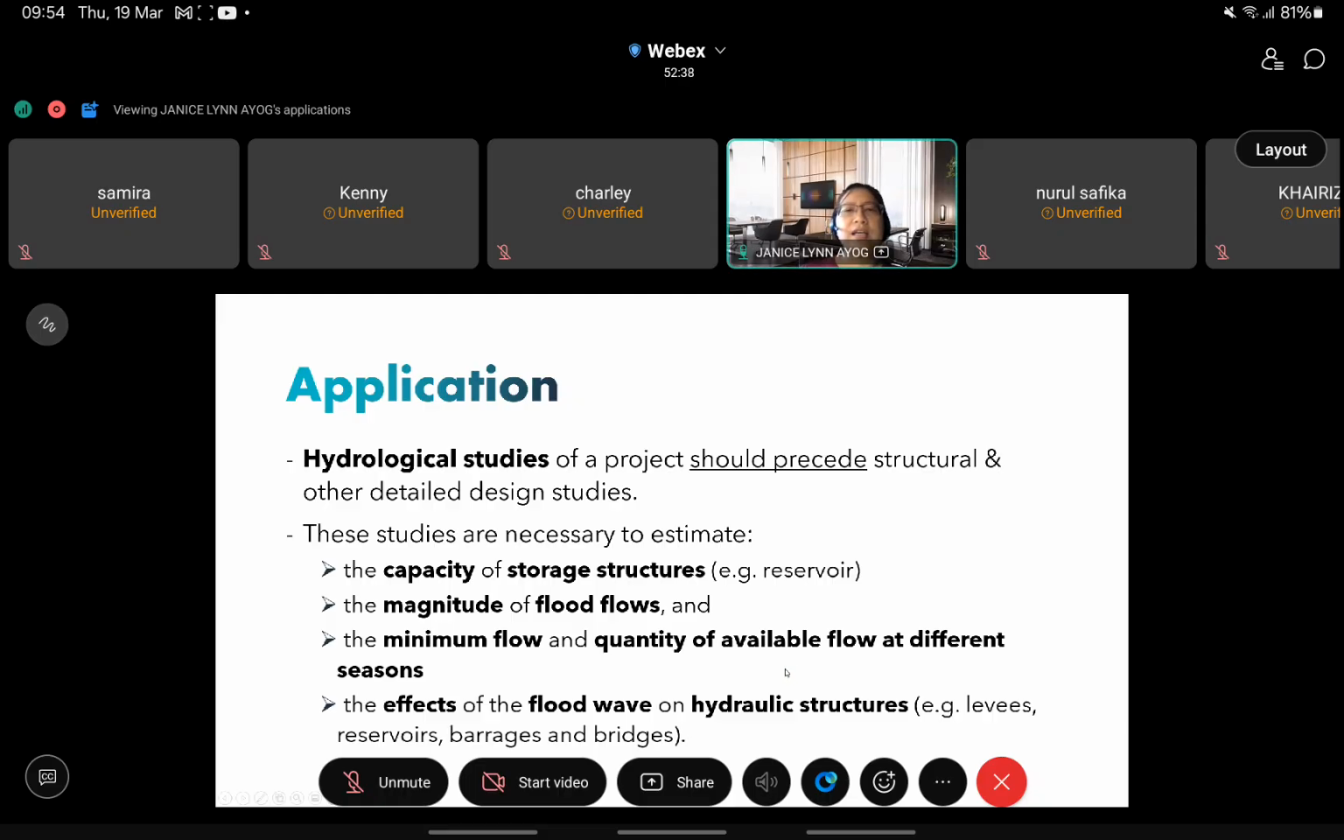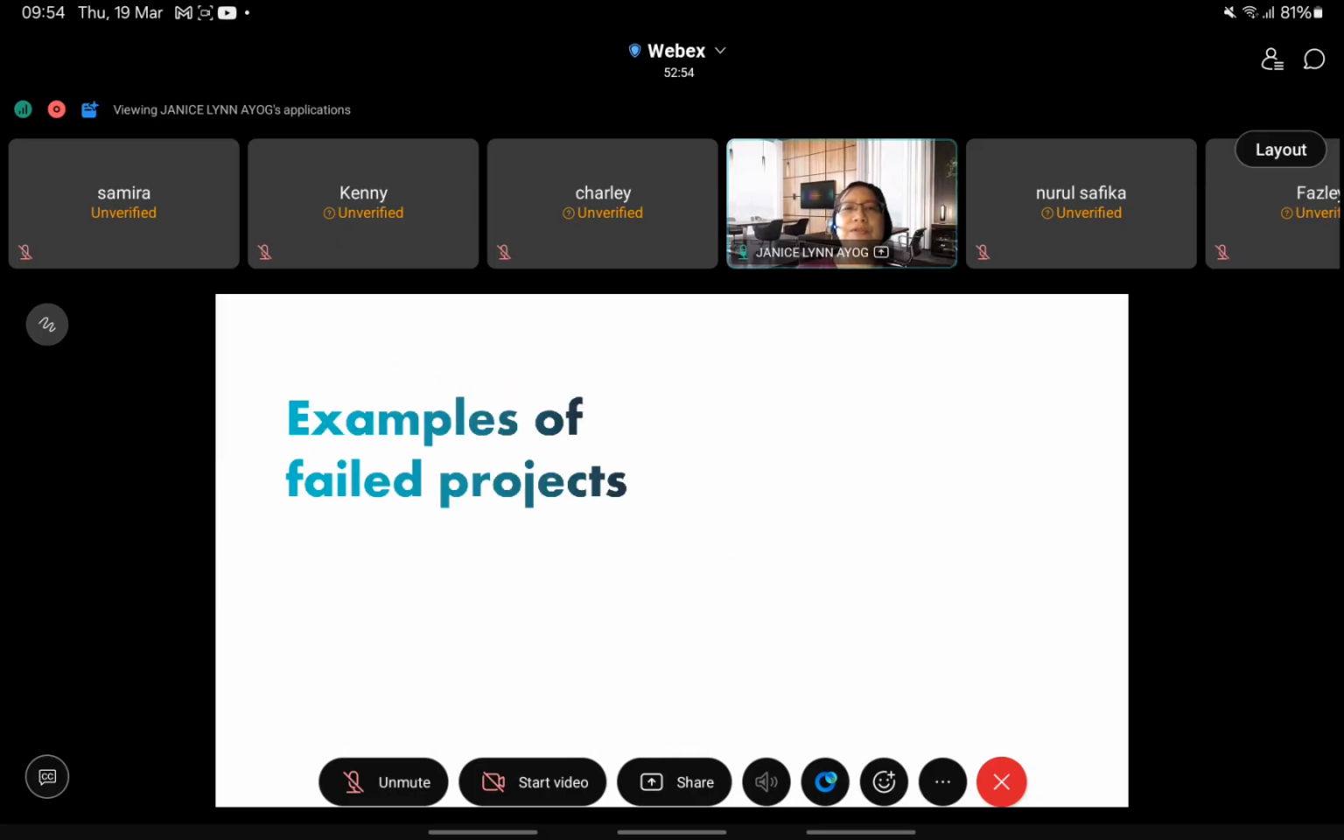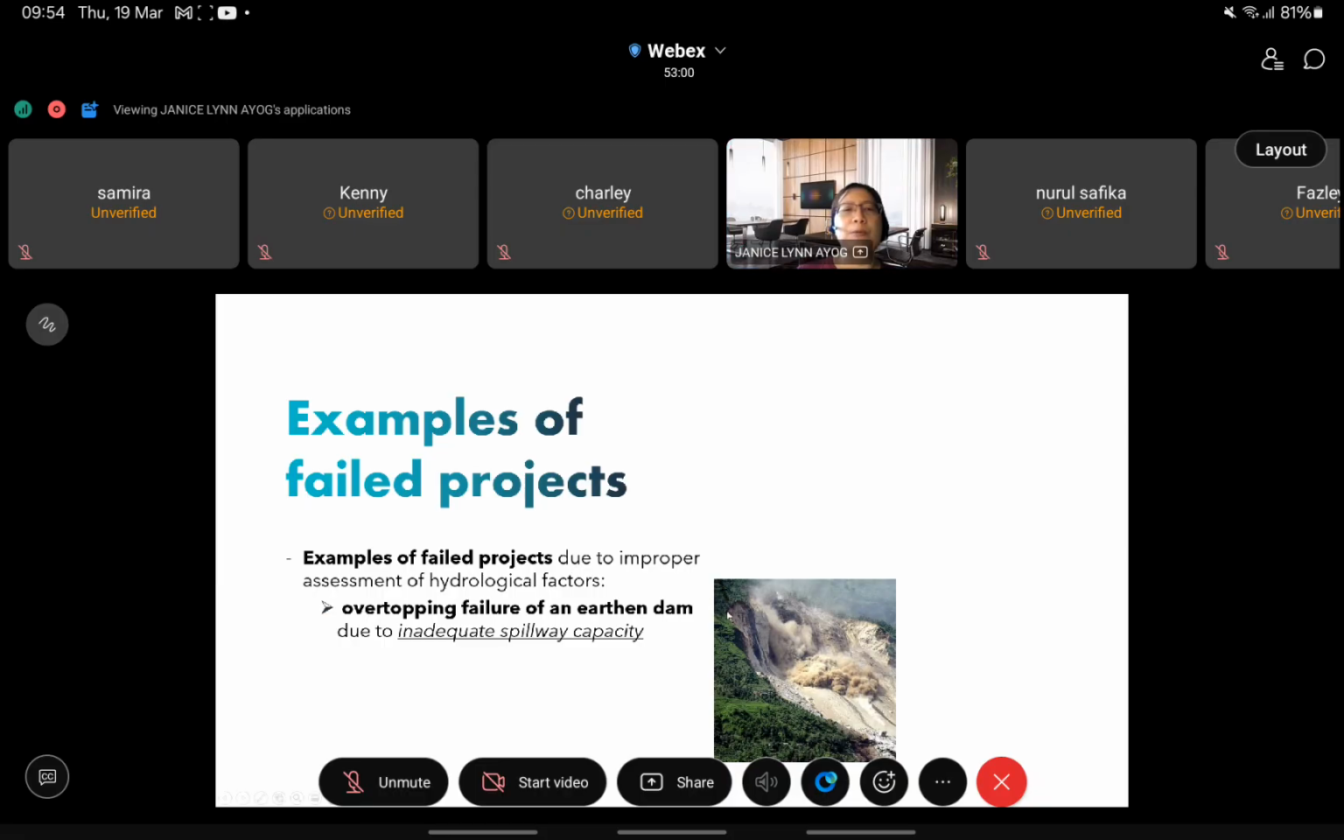Also, looking at or estimating the effects of flood waves on hydraulic structures, right? For example, levees, reservoirs, barrages, and bridges. So basically, hydraulic and hydrology studies are very interconnected. Examples of failed projects: overtopping failure of an earthen dam due to inadequate spillway capacity. This is overtopping, basically water flowing over when it's supposed to be contained.